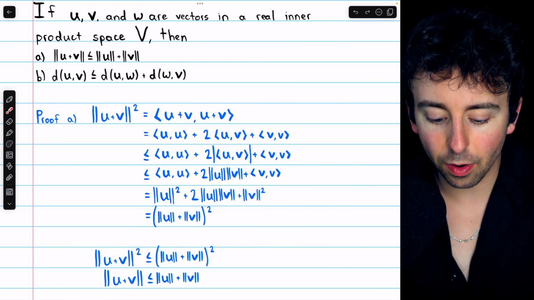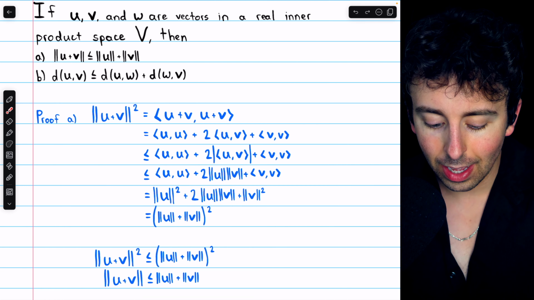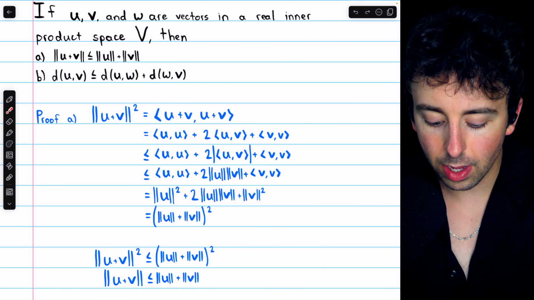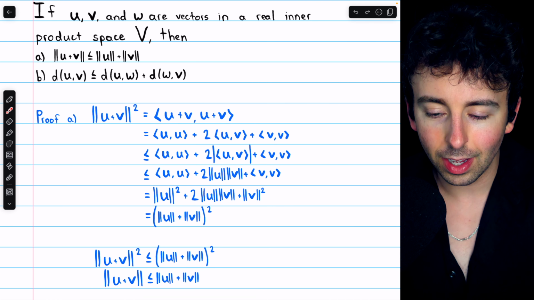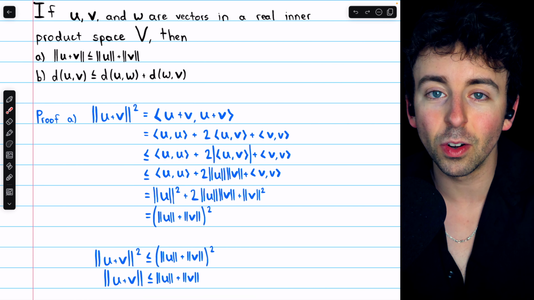Hence, putting it all together, we have that the norm squared of u plus v is less than or equal to the square of the sum of the norms of u and v. Taking the square root on both sides, we then have that the norm of u plus v is less than or equal to the norm of u plus the norm of v.